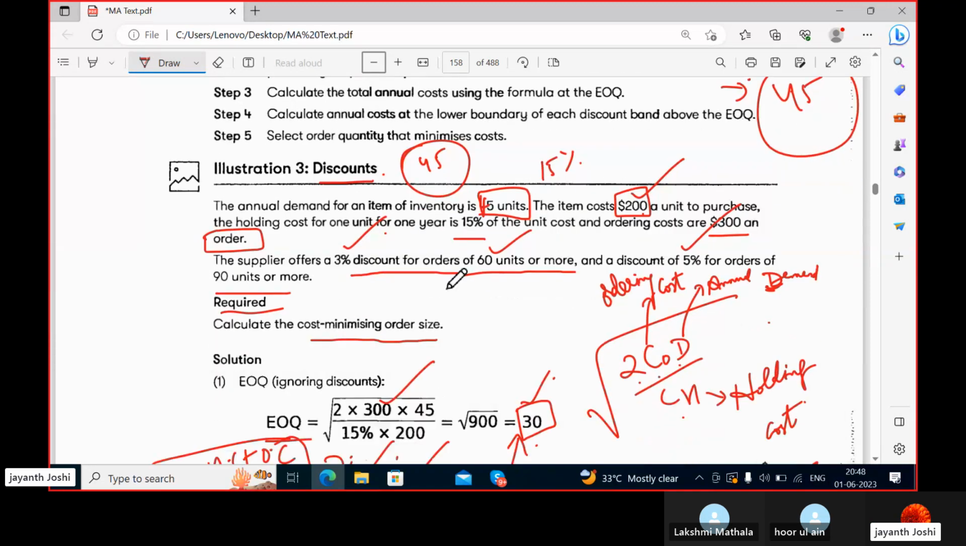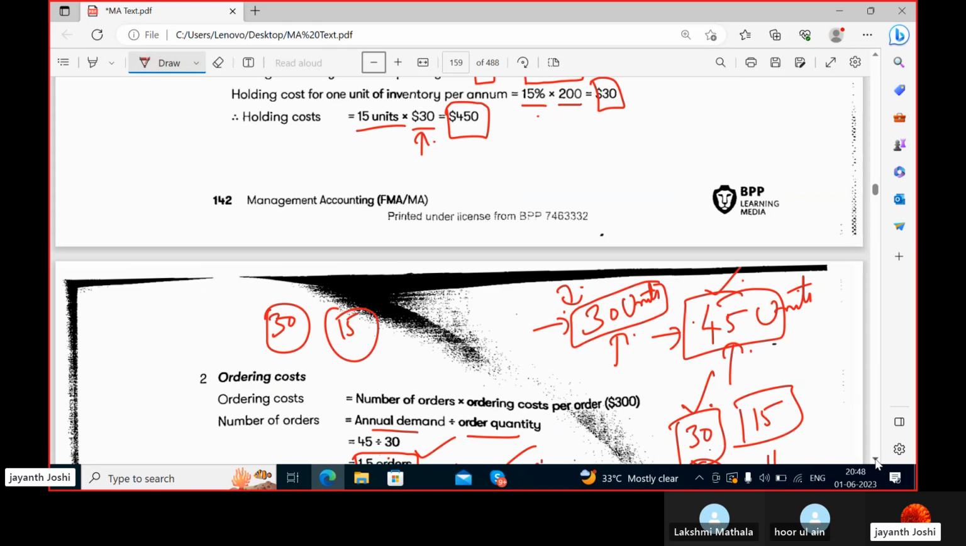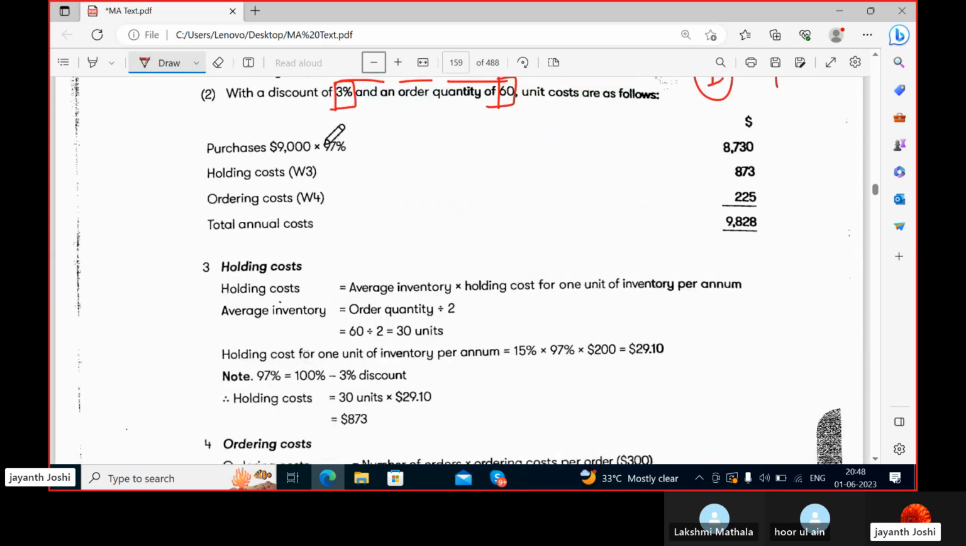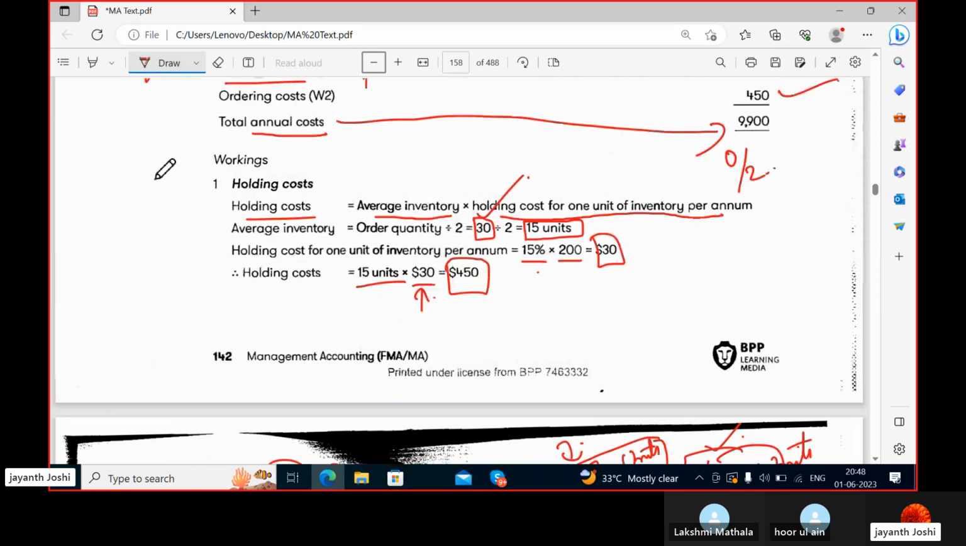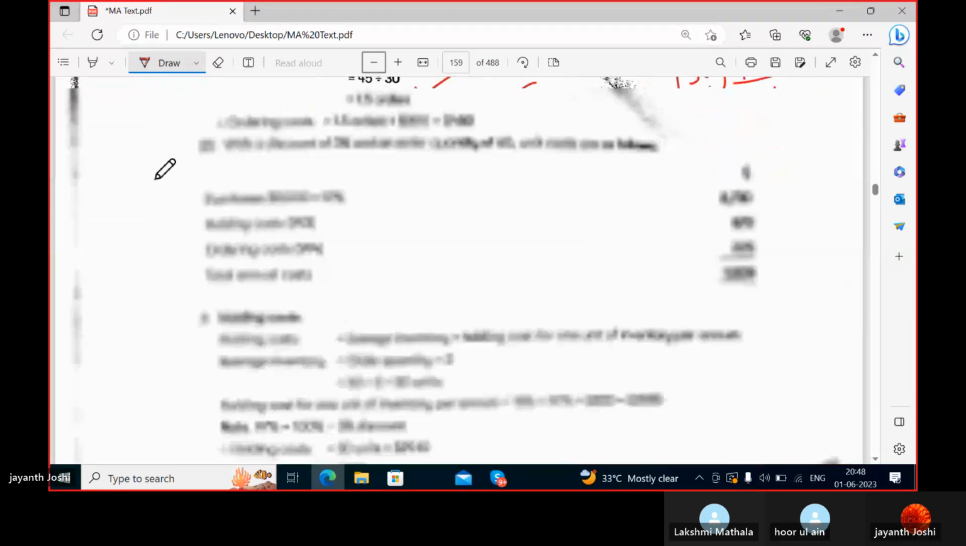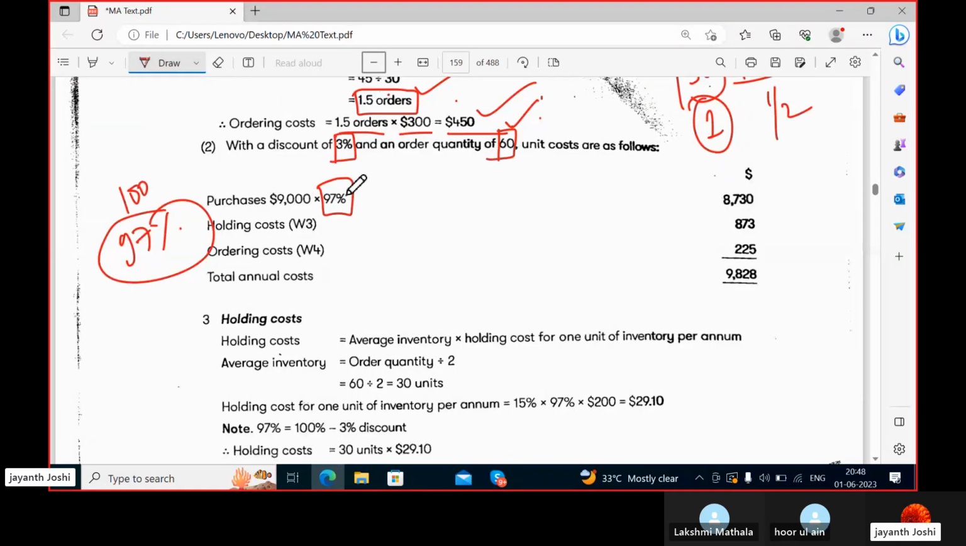Okay. But what is happening? If you buy 60 units or more, then they are going to give you a 3% discount. So now let's say we are buying 60 units or more. We will get discounts? Yes. That means instead of taking the 100% amount, they're going to take how much? 97%. Yes or no? Yes, sir. Are you following? Correct. So 97% they are going to charge.